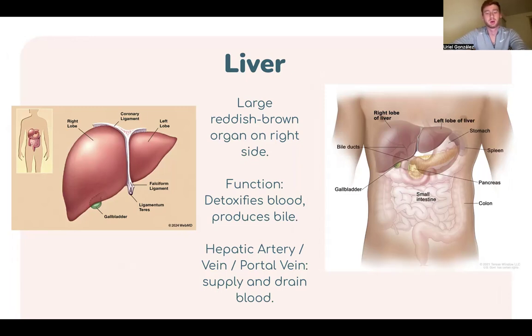Here we also have the hepatic artery, the portal vein, and the hepatic vein. The liver is connected to three important blood vessels. The hepatic artery brings fresh, oxygen-rich blood from the heart, and the hepatic portal vein brings blood filled with nutrients from the intestine. The hepatic vein takes the clean blood out of the liver.